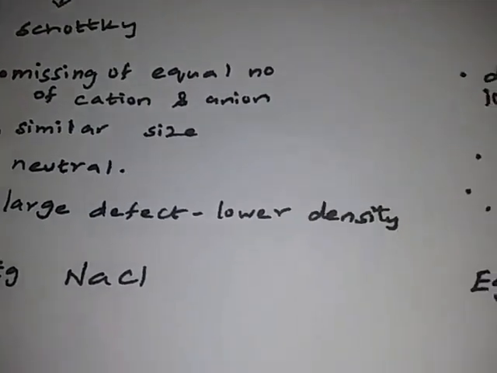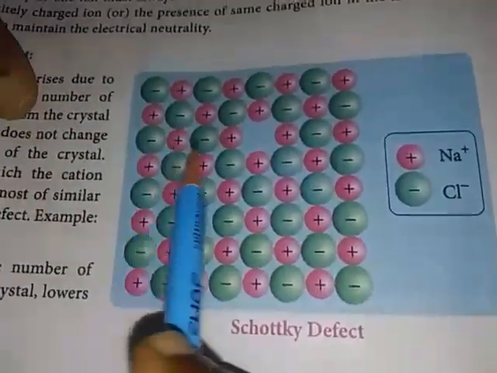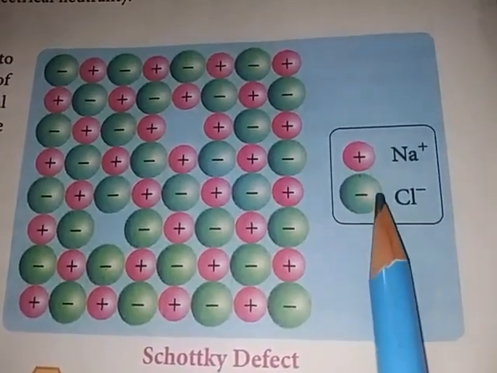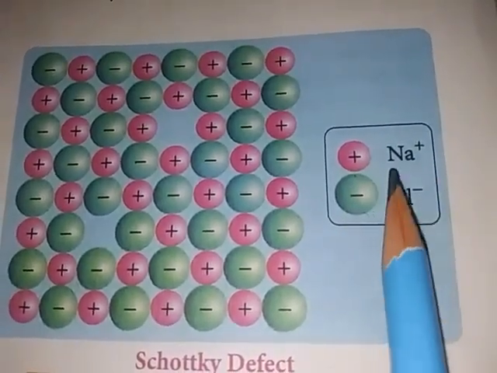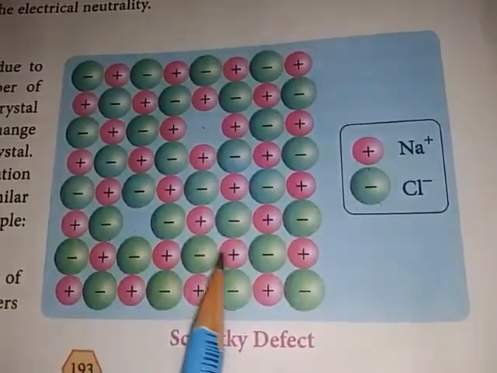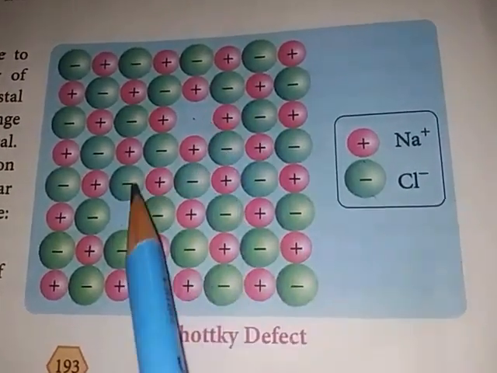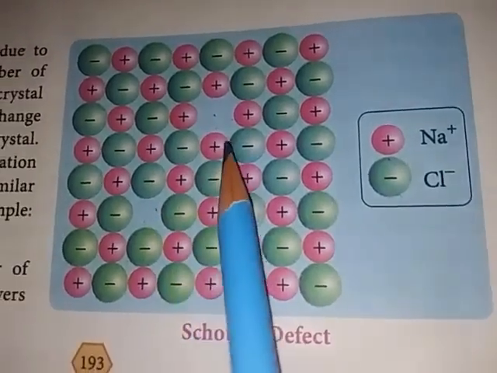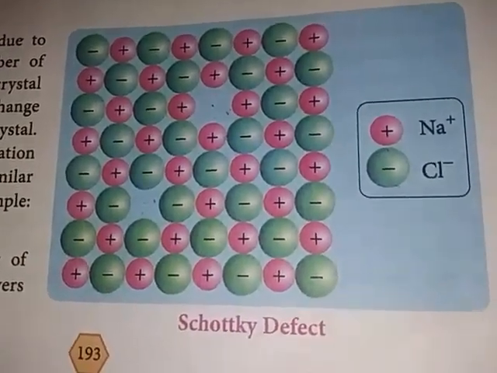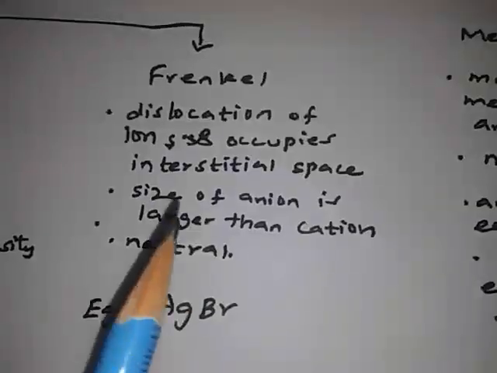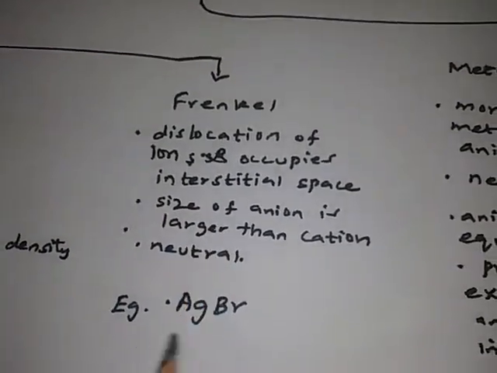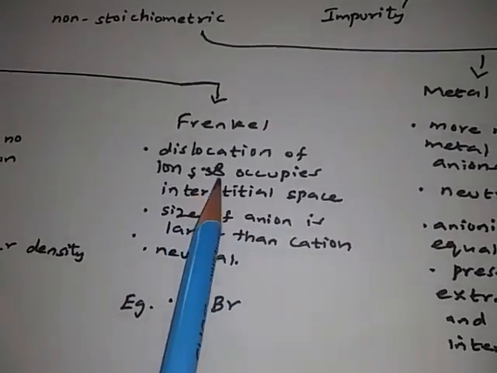If you look at the diagram here, the example is NaCl crystal, and the size of the cation as well as the anion is somewhat similar. If one anion is missing, one cation will be missing too. So this defect arises due to the missing of cations and anions. The same number of cations and anions will be missing, and this defect is called Schottky defect. Next is Frenkel defect.